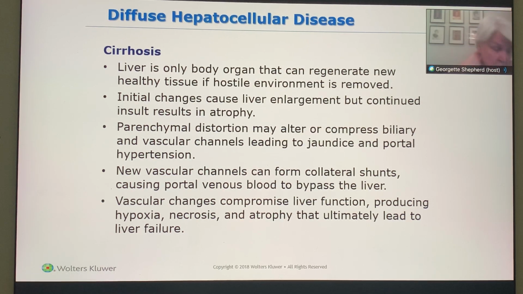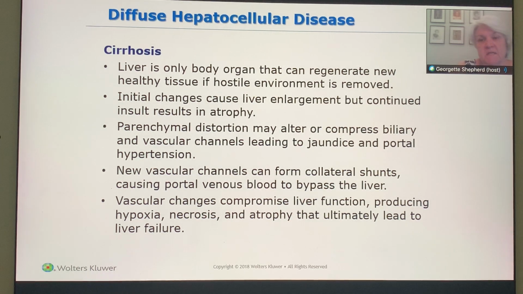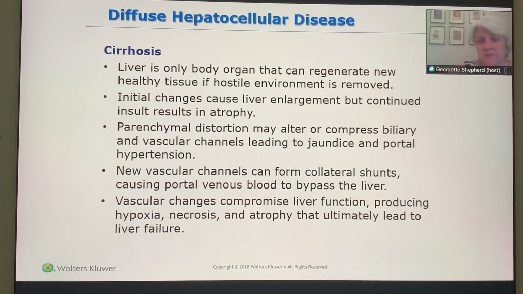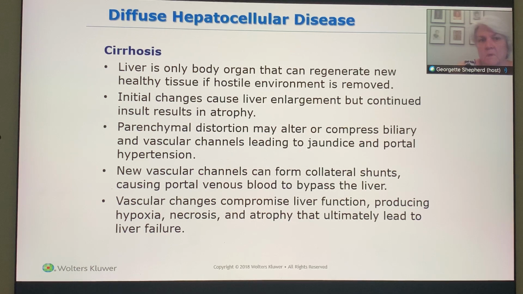With cirrhosis, it's very hard for us to see the veins. It's very easy for us to see the portal system. Cirrhosis can also cause portal hypertension. Portal hypertension for us is a measurement of the portal vein that measures greater than 1.3 centimeters in a large liver. Cirrhosis can lead to liver failure.